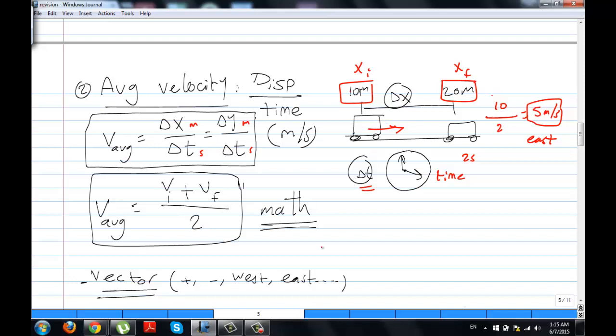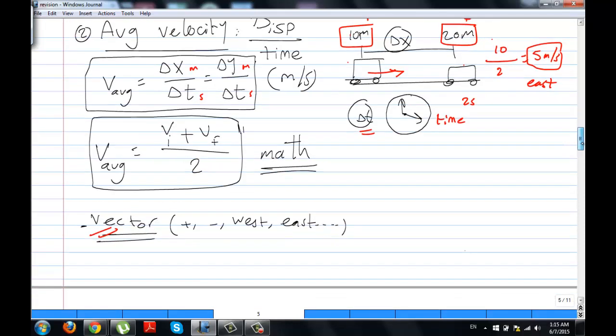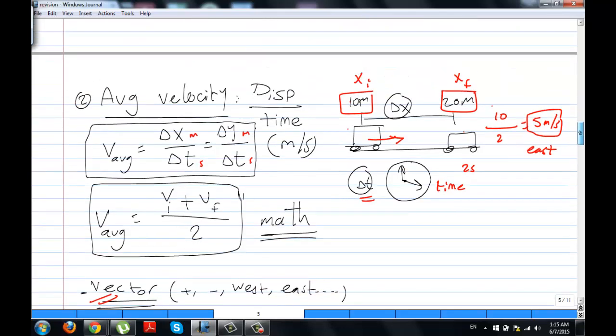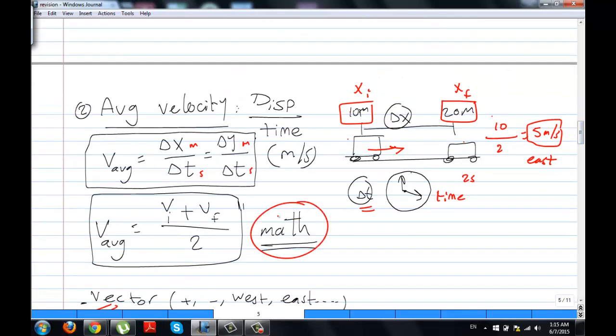It could also be negative if you're moving from 20 to 10, because it is a vector quantity. So velocity also is a vector quantity, just like the displacement. You can calculate the V average using the mathematical average. We know that if you have two quantities and you need to get its average, you add the two quantities divided by 2. If you have three quantities, you add the three quantities divided by 3, and so on.